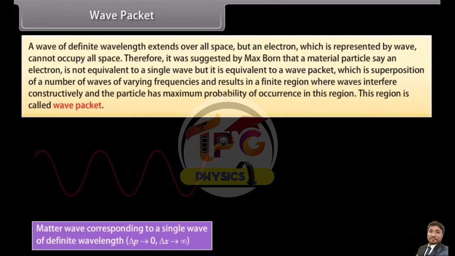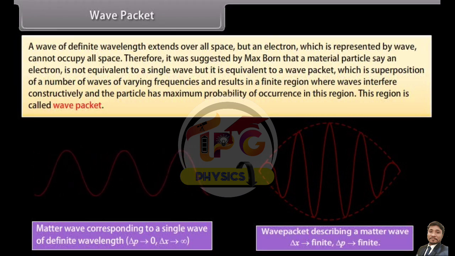A wave of definite wavelength extends over all space, but an electron, which is represented by a wave, cannot occupy all space. Therefore, it was suggested by Max Born that a material particle, say an electron, is not equivalent to a single wave, but it is equivalent to a wave packet, which is a superposition of a number of waves of varying frequencies and results in a finite region where waves interfere constructively, and the particle has maximum probability of occurrence in this region. This region is called a wave packet.